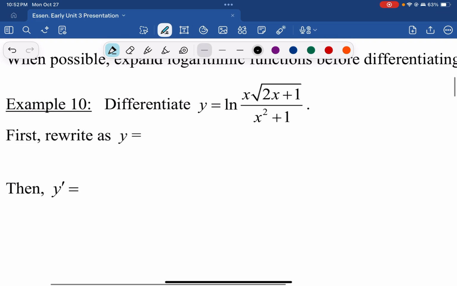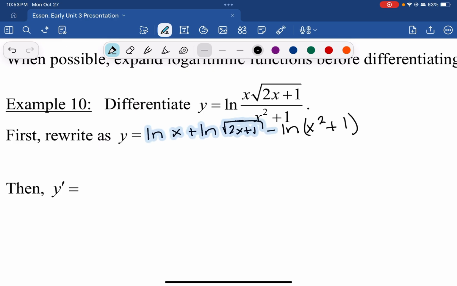Okay, so example 10, differentiate y equals the natural log of x times the square root of 2x plus 1 over x squared plus 1. So first, on the top right, I've got x times the square root of 2x plus 1. So I can rewrite that as the natural log of x plus the natural log of the square root of 2x plus 1. And then we're minusing next because I have a quotient. So minus the natural log of x squared plus 1. Put that in parentheses.